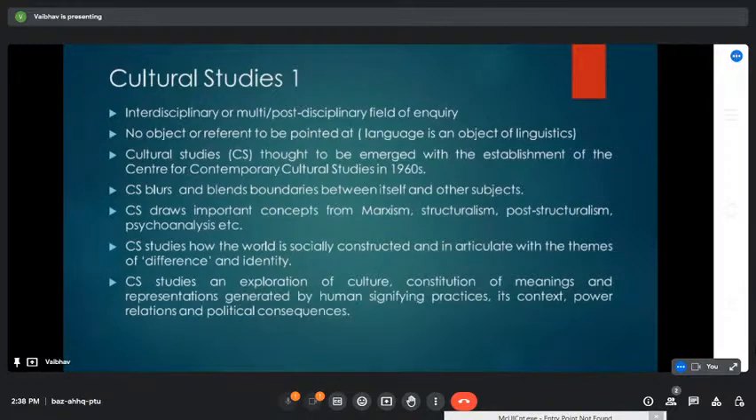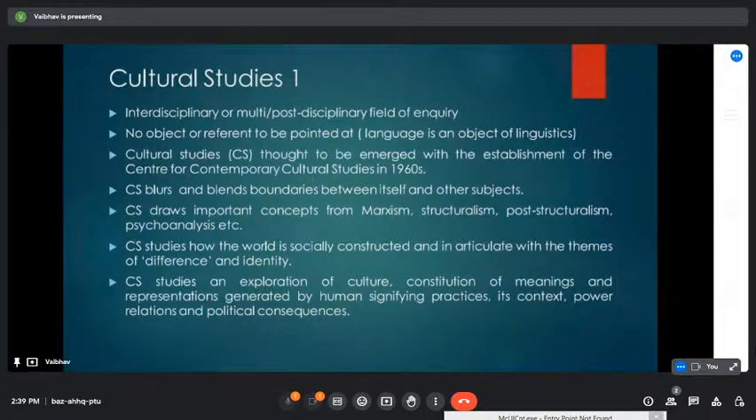Structuralism. Generally, we say structuralism begins in the study of language from Ferdinand de Saussure and his book, Course in General Linguistics. These were the lectures by Ferdinand de Saussure, which were collected by his students. The notes were collected and brought out in the form of a book. So language has a structure. Each and everything has a structure. Culture itself has a structure.